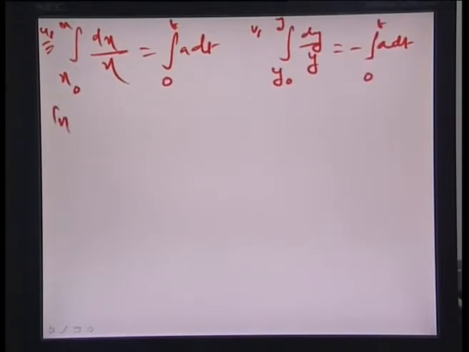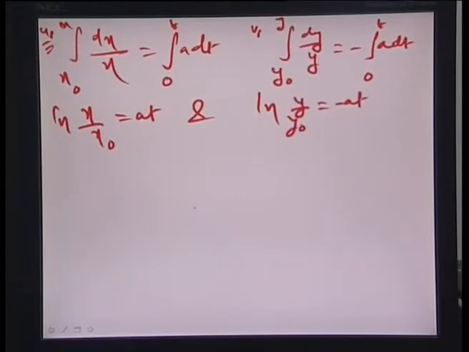So, therefore, ln(x/x0) is equal to at, and ln(y/y0) is equal to minus at. And hence really it is an exponential relationship. So, x becomes equal to x0 e to the power of at, and y, the new coordinates, becomes equal to y0 e to the power of minus at.